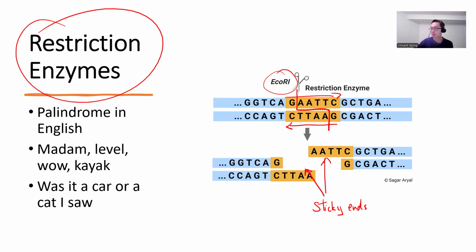To recap, bacteria have restriction enzymes. Different bacteria make different restriction enzymes. They are there to protect the bacteria from outside DNA, like a virus injecting DNA into it.